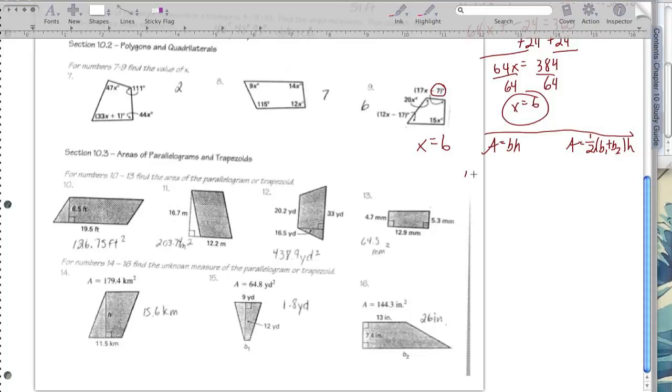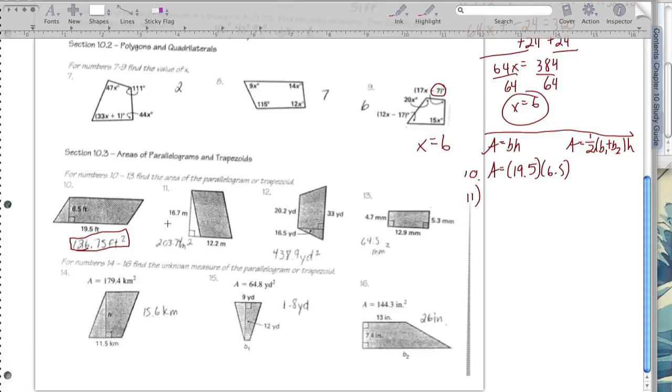For number 10, it gives us that the height is 6.5, the base is 19.5, so area is equal to 19.5 times 6.5. If I multiply those two together, I get 126.75, and it's feet squared as it's written over here. Okay, feet squared, always for area.